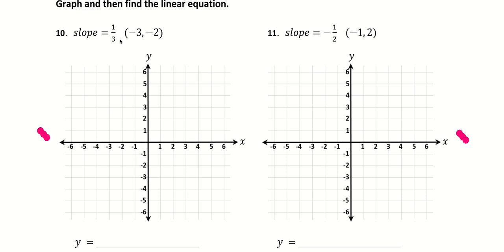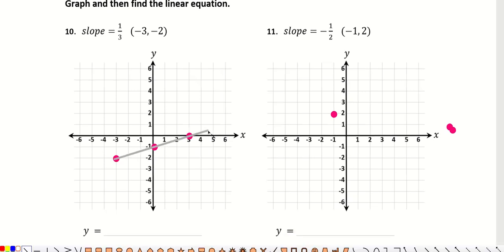So here we go. You start by plotting your point. We know my line contains the point -3, -2. So my line's going to pass through that point. And then you use the slope to figure out where this line goes from here. Well, the slope says it's going to rise 1, but then run 3. Up 1, rise of 1, run of 3. Let's do that again.